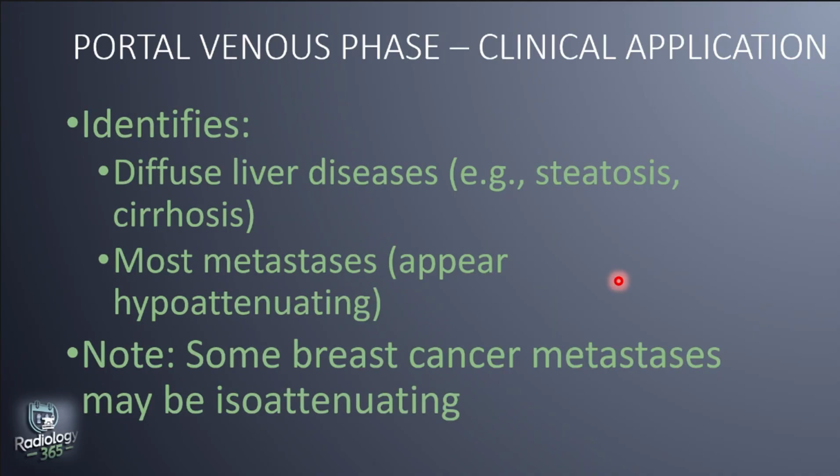Now, in the portal venous phase, diffuse changes like steatosis or cirrhosis are readily apparent. These diffuse changes are better assessed in the portal venous phase because, if you remember well, most of the liver's blood supply comes from the portal vein. Most metastases, which are usually hypovascular, will appear as hypoattenuating lesions in this phase. However, some lesions like breast cancer metastasis may be isoattenuating, and they may be a little less conspicuous on this phase.